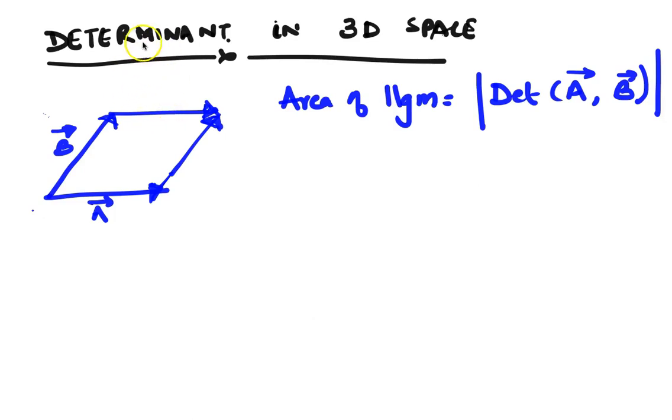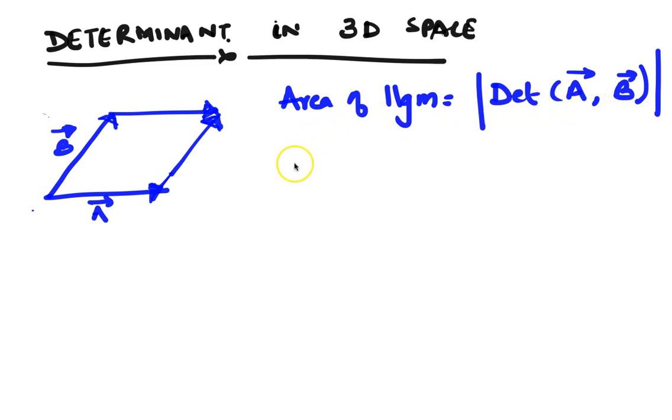In this video, we're going to talk about the concept of determinant in 3D space. In the last video, we saw that if we have a parallelogram with sides as vector A and vector B, then the area of the parallelogram is given by the absolute value of the determinant of vector A and vector B.